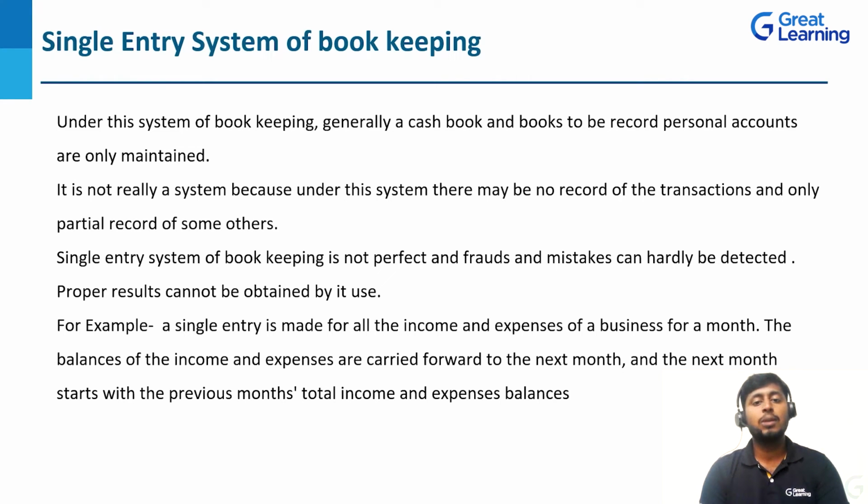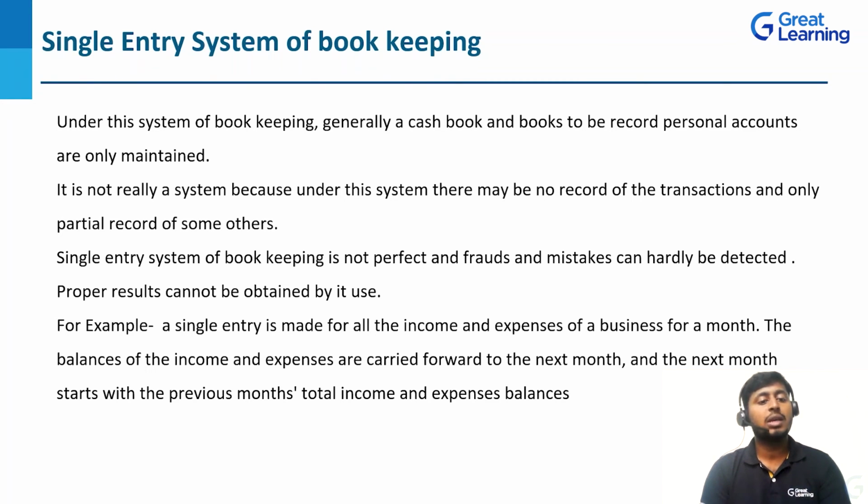In the single entry system of bookkeeping, finding frauds or mistakes or errors is very hard. Why? Because they are not going to record all the transactions, correct? Partially, they are going to record the transactions. In that, how can we identify the errors in that transaction book? So it is very, very difficult to track the errors and frauds in the books. Proper results cannot be obtained by its use. Why? Because already we have discussed the meaning, correct? In that meaning, only partial records are kept, not completely, correct? So in that situation, proper results will not be obtained.